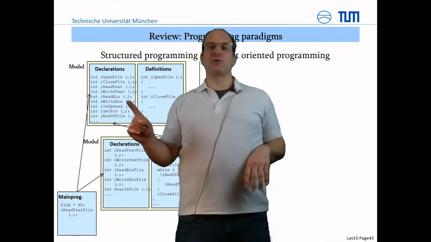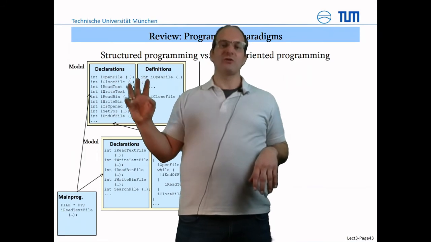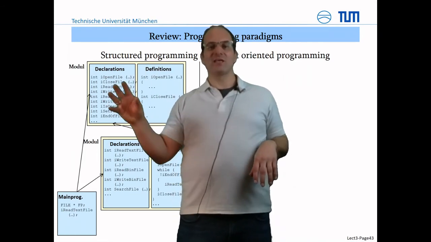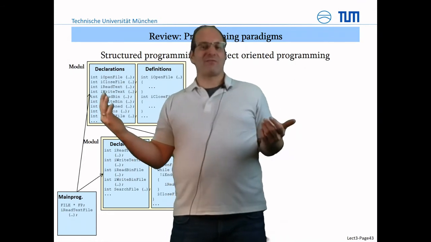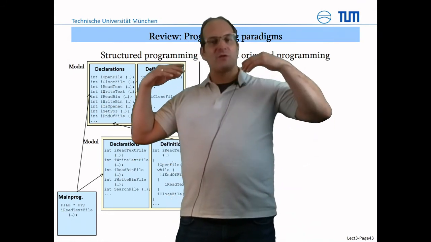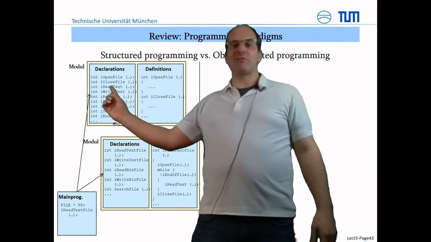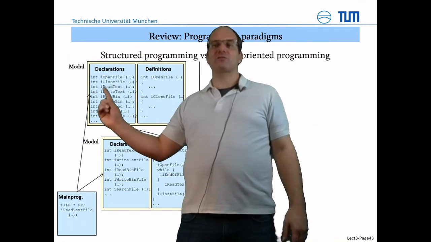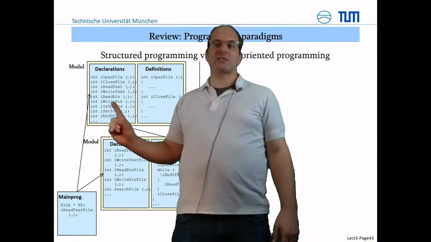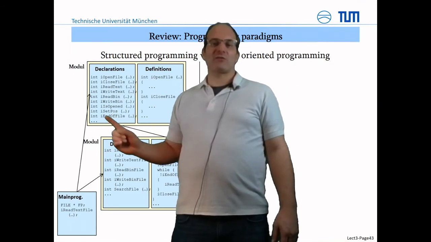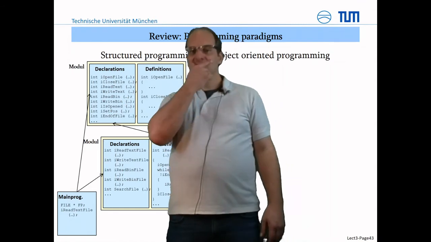So let's have a look at how we structure our code. We have modules. Modules are in principle files which always contain the same type of functions. For example, we can have a module which does all of the file operations. So all of the low-level file operations like open file, close file, read text, write text, read binary and so on, is the end of file reached. All of these low-level things are contained here.